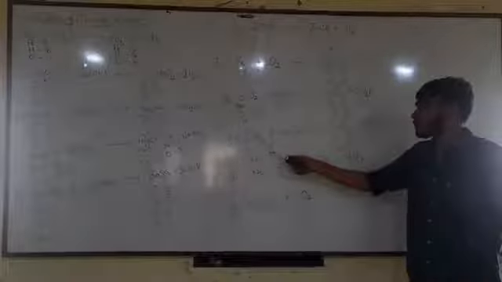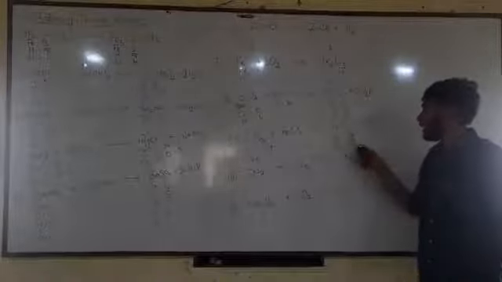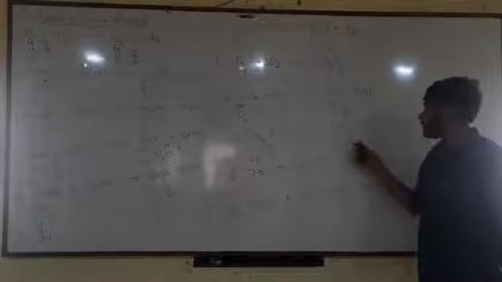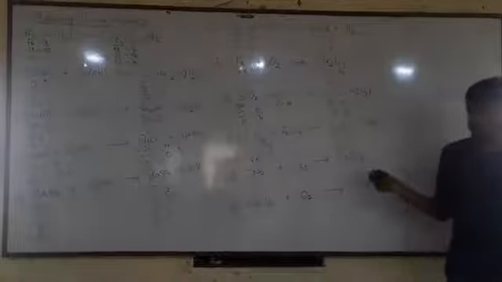Students, now you can see that everything is balanced. Fine. 3 carbon, 7 oxygen, 1 iron. 3 carbon, 7 oxygen, 1 iron. So this equation is now balanced.